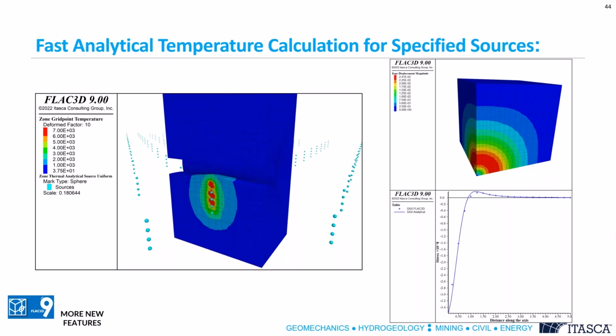These little blue spheres are the sources. You might have a whole bunch of these canisters in place here. And then the contours are showing you the temperatures that result at some given time. And then you can see exaggerated deformations that might result from those increased temperatures.